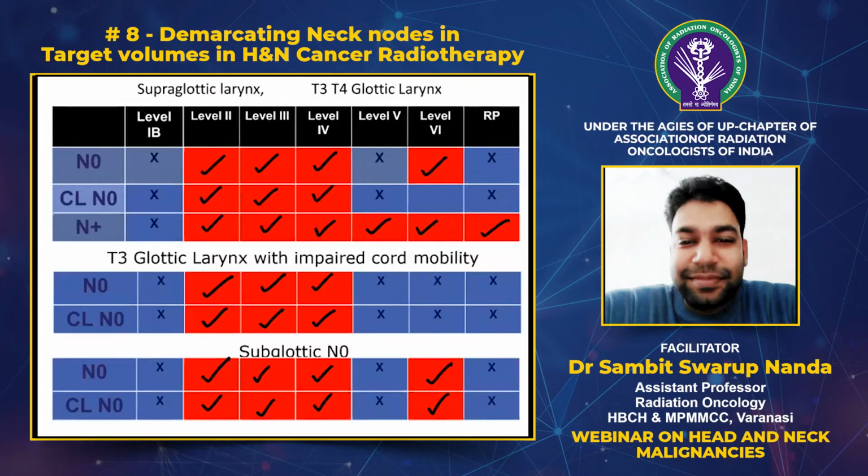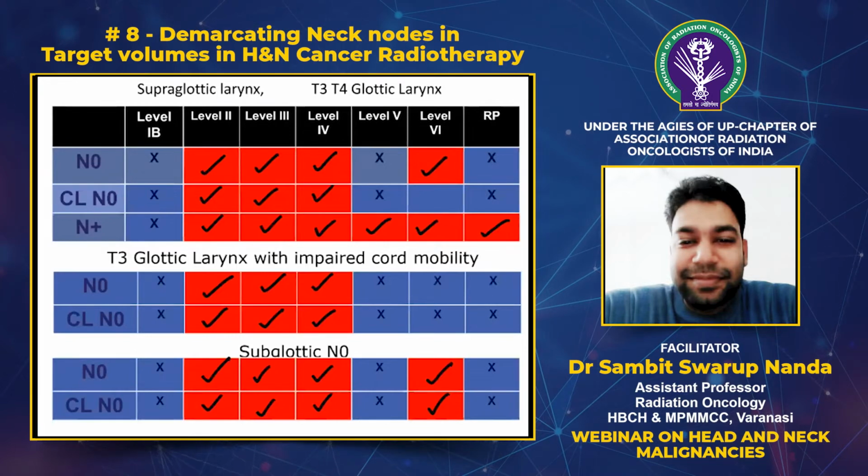The level 6 group of lymph nodes is to be taken when there is a subglottic disease, supraglottic disease with subglottic extension, or there is a T4 lesion in the larynx where there is gross cartilage erosion, or there is subglottic extension of either the node or the primary disease. And in case of N plus disease, if the node is present at level 4, then the level 6 group has to be taken into consideration.